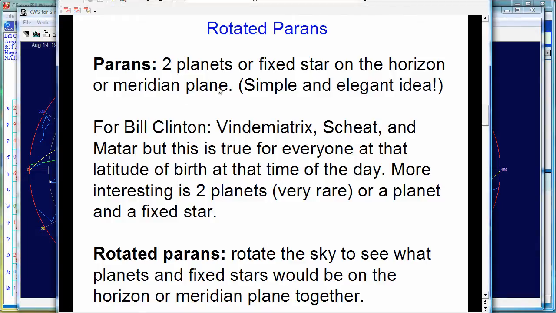But it's not really that exciting that Vindemiatrix, Shiat, and Matar are on the horizon plane and Canopus is on the meridian plane, because that's true for anyone at that latitude of birth. The same in Hope, Arkansas, or any other city at that latitude at that time of the day.